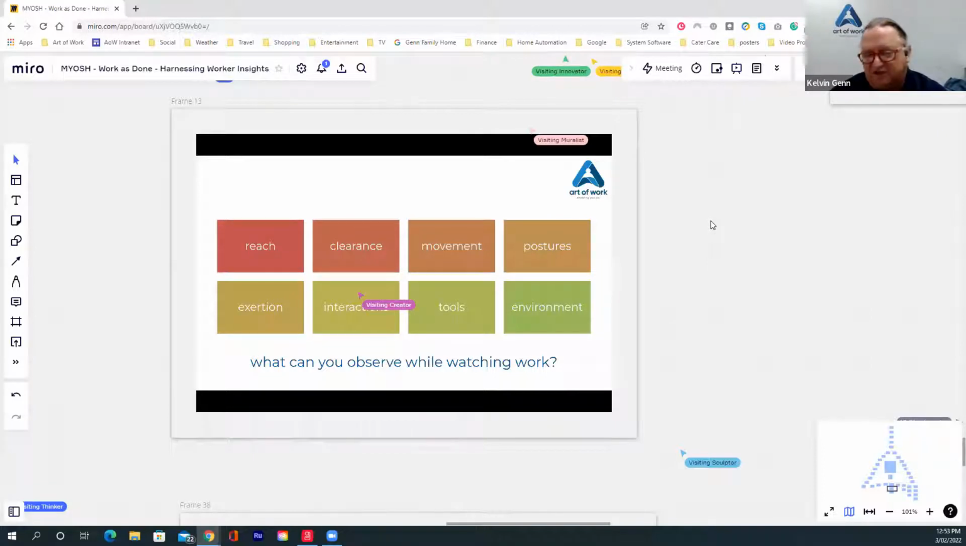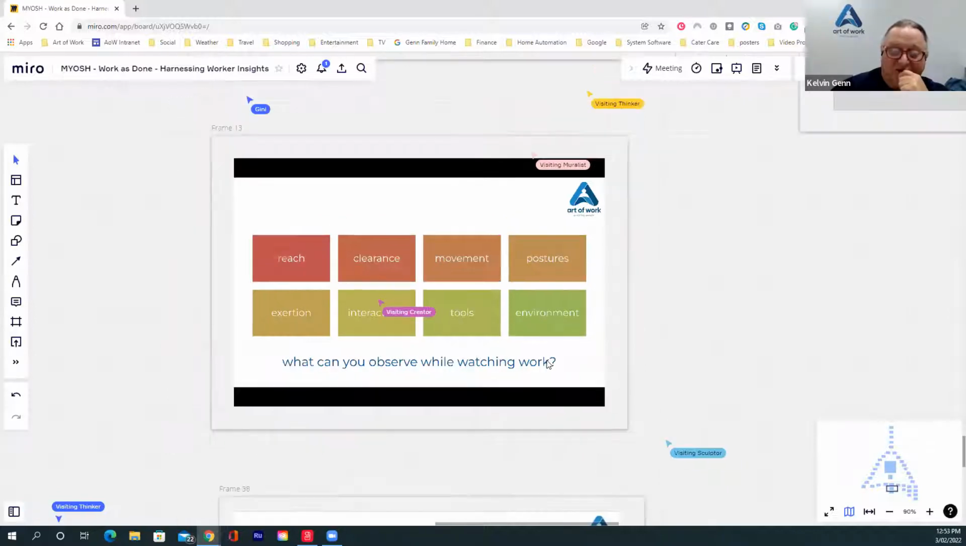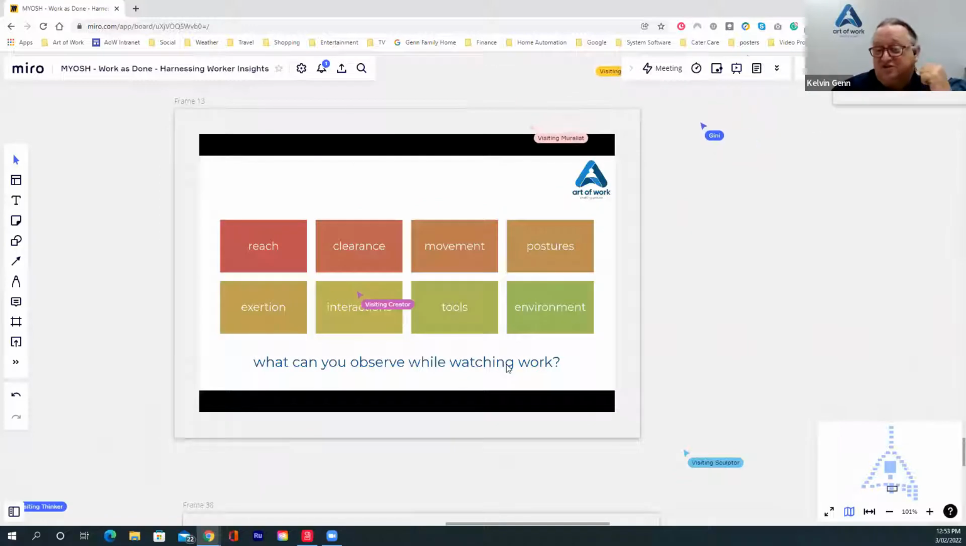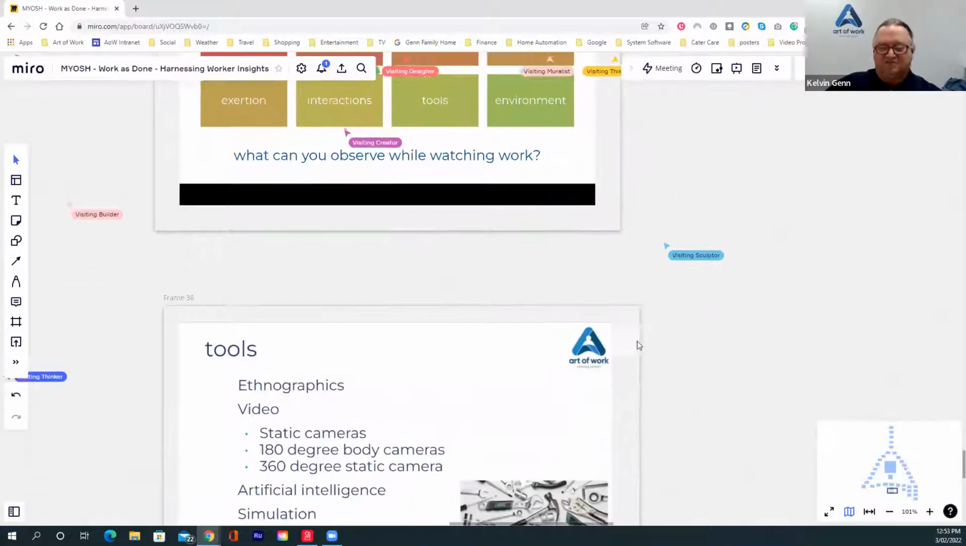So these are the sorts of things: looking at the reach of people, the clearance that people have got, the nature of movement that people are using, what postures are required to undertake the work, the amount of exertion that's happening in that space, the interactions that are required, the tools, and what the work environment is like. That can be the layout, it can be the conditions, heat, cold, all those sorts of things. There's a lot to explore in that space. So having that observation space is a really important place to start.